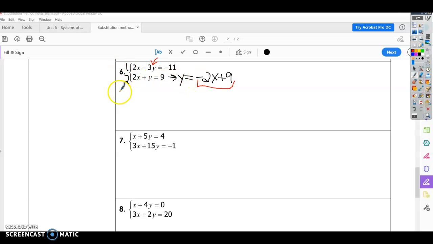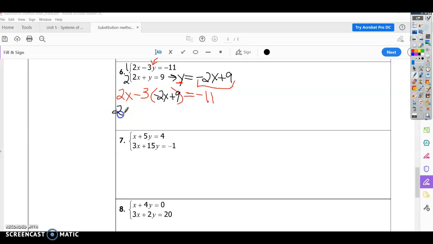All right, so my first equation says 2 times x, sorry about that, getting ahead of myself, 2x minus 3 times y. Here, this is y, so this is what I'm going to substitute as my y value. So 2x minus 3y equals negative 11. All right, in place of y, I'm going to plug in the negative 2x plus 9. Be careful not to lose your negative. Signs are where a lot of people mess up.